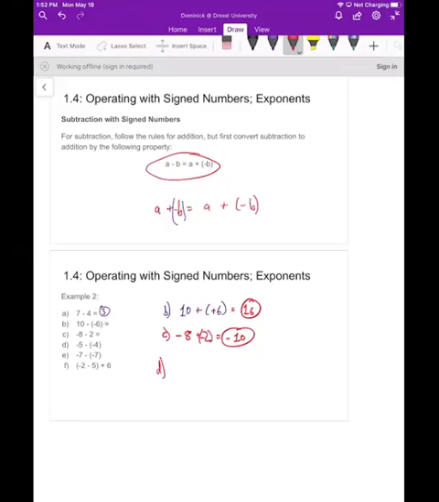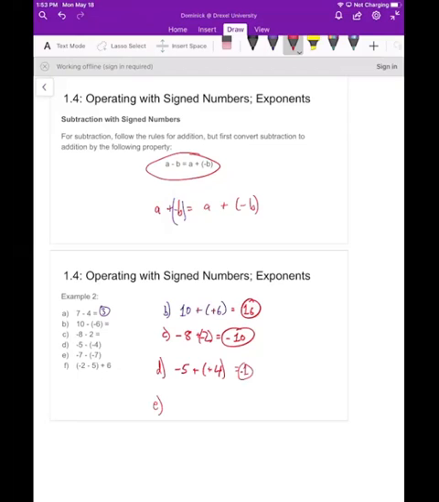Part D, we have negative 5 minus a negative 4. Add a line, change the sign. Now we have one positive, one negative, so we're going to subtract them. 5 minus 4 is 1, and I want to keep the negative since that's attached to the bigger number.